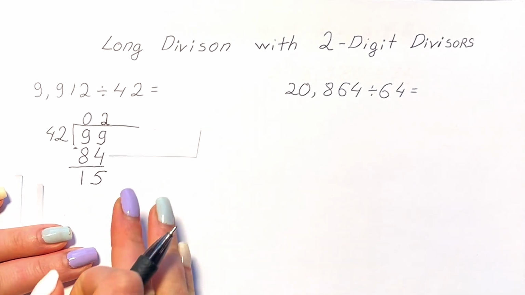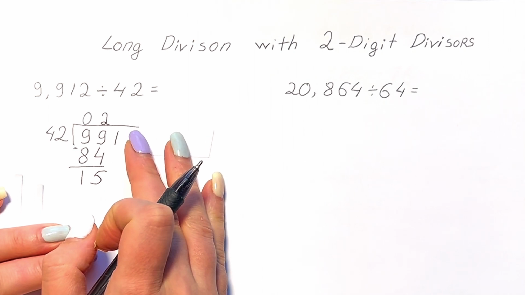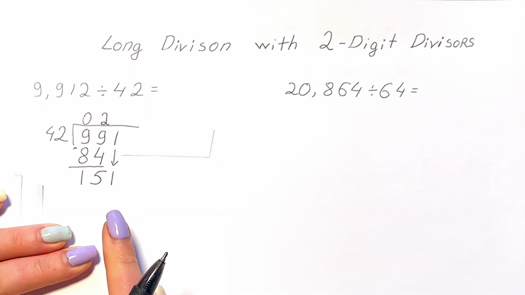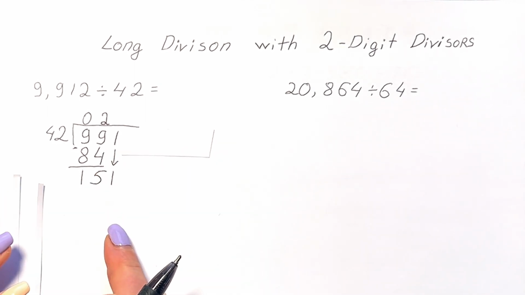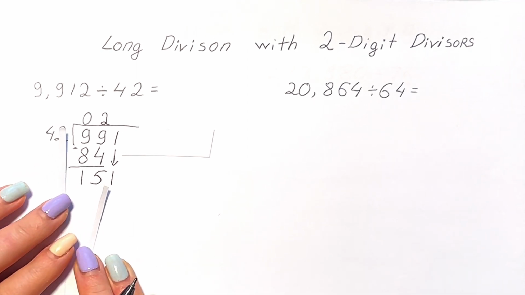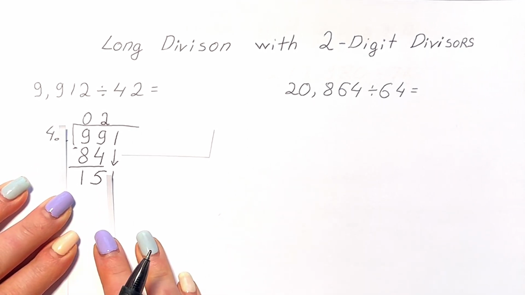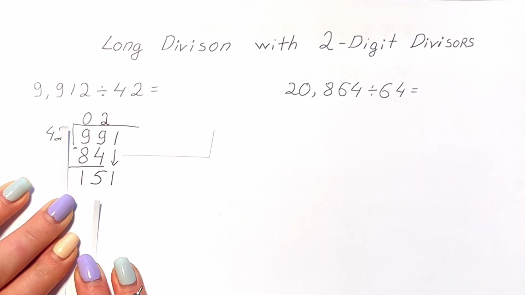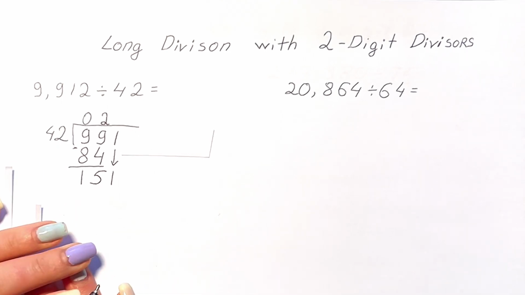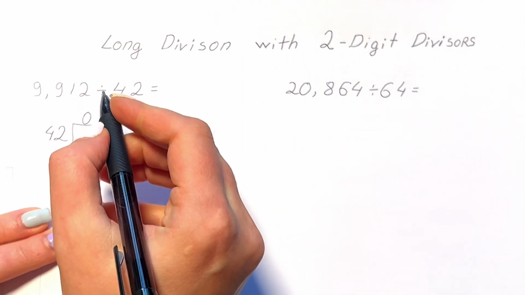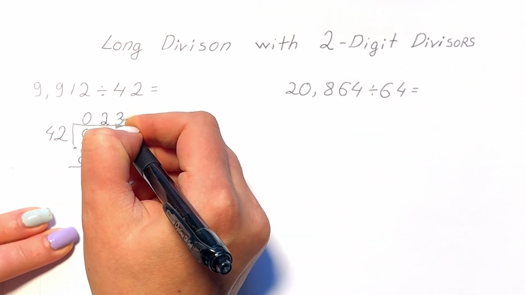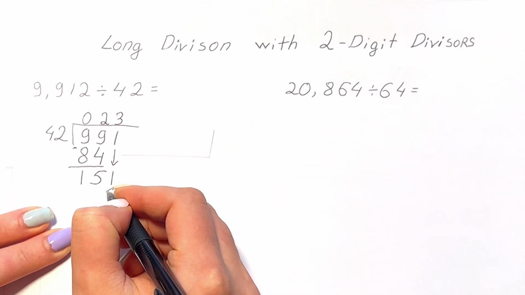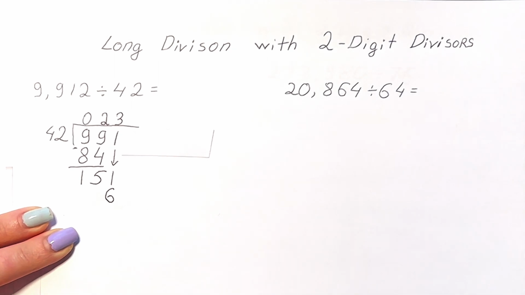Let's bring down the next digit, which is 1. The same way, 42 goes into 151 how many times? I'm gonna cover one digit from the divisor and one digit from the dividend. 4 goes into 15 3 times. It means 42 goes into 151 3 times. 3 times 2 is 6. 3 times 4 is 12.